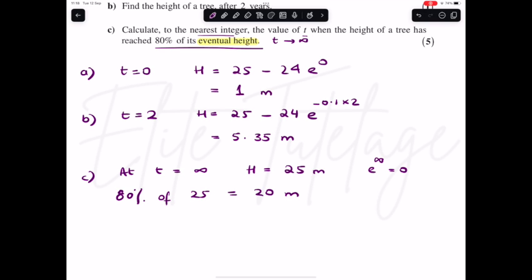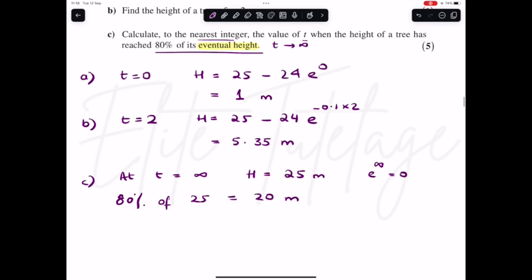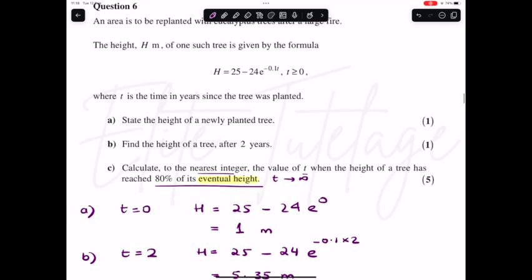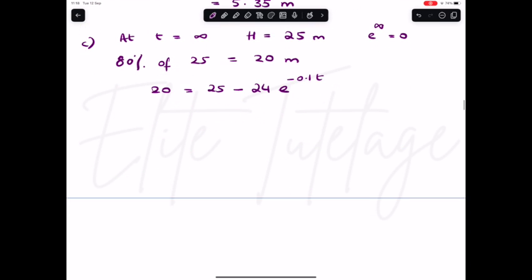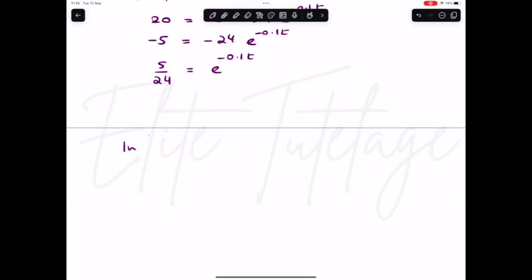And then let's put that into our main function of height and time. So 20 equals 25 minus 24 e to the power of minus 0.1t. And that just gives me minus 5 equals minus 24 e to the power of minus 0.1t. Simplifying this a little bit further will give me 5 over 24. Natural logging both sides, that's easy, hopefully, and that gets rid of e.